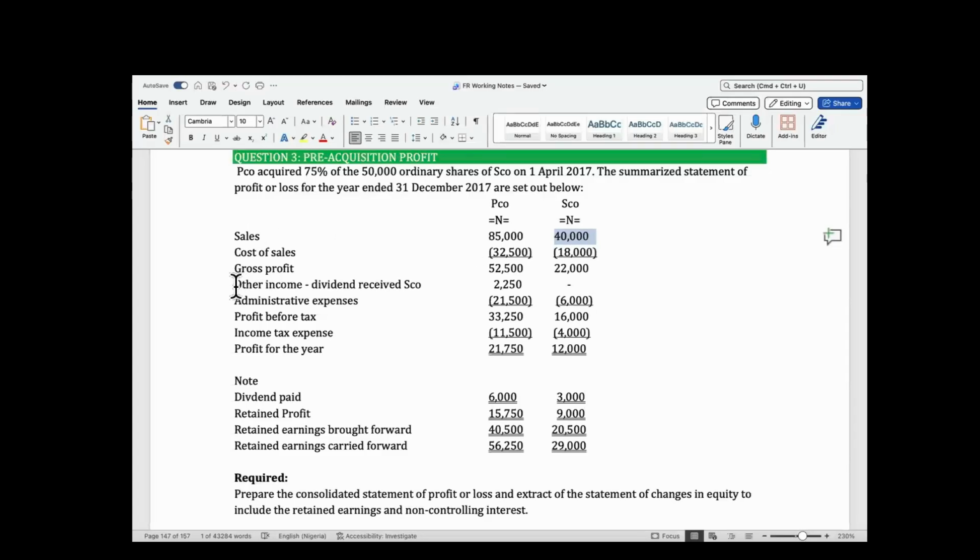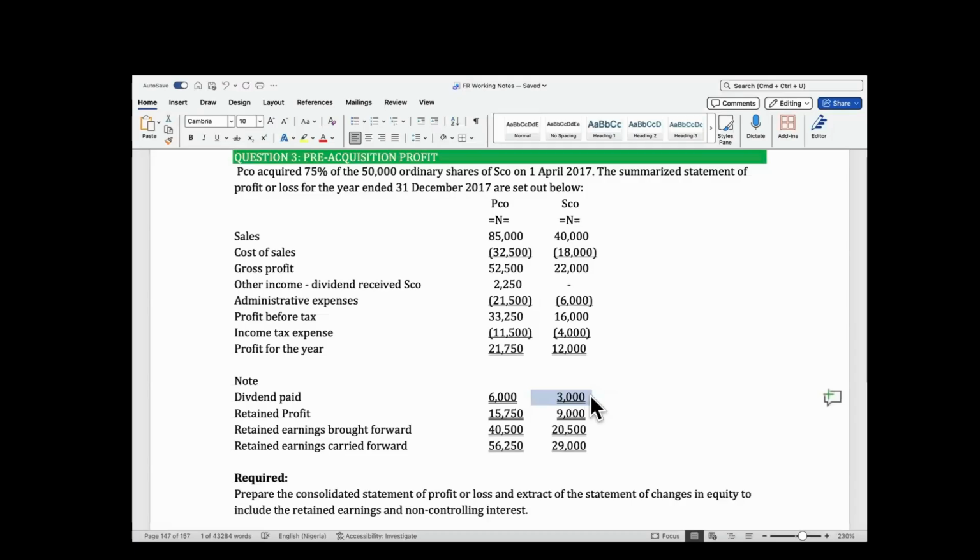Secondly, we saw that we received dividend from the subsidiary. The subsidiary paid us dividend. And from this extract of equity, I can see that it actually paid its owners 3,000 dividend. So the way this 2,250 was determined is just 75% of that. And I need not tell you that this needs to be eliminated. We are going to eliminate it. So whatever is remaining, which I think is 750.